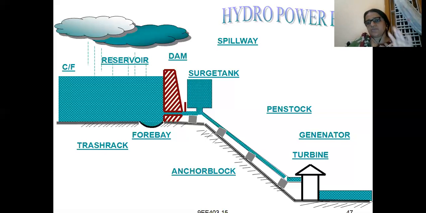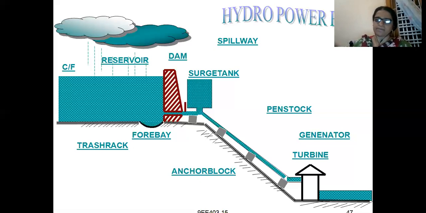Next to the dam you have a surge tank. The surge tank is another part which will adjust the pressure variations of water. Why? Because the water from the dam will flow through penstocks to the turbine. The water from the dam will flow through penstocks and reach the blades of the turbine. A penstock is a pipe.